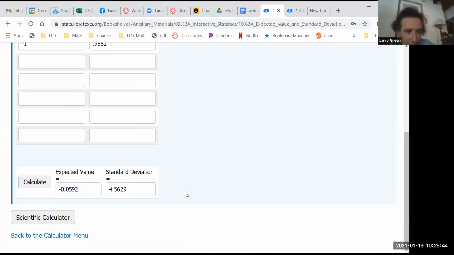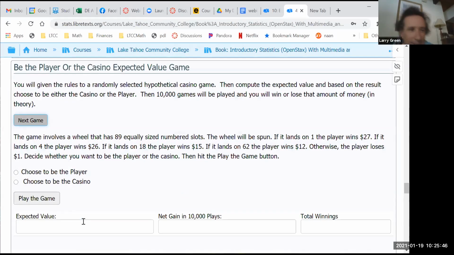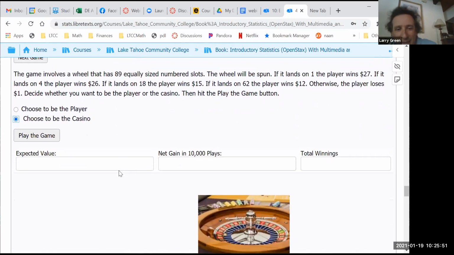And by the way, if I play the game now, I want to be the casino, right? And if I play the game enough times, the casino should win. And here we go. Just won $319, 10,000 times. And if I play enough, then the average winnings should end up being very close to the expected value. Occasionally you see a negative, but most of the time it'll be positive. And then if you play enough, it'll definitely be positive. Any questions on this?